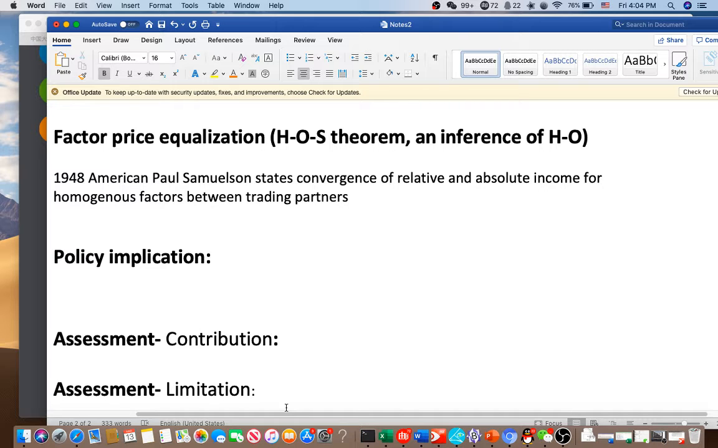International trade is the substitution for international factor flow. This inference is called the factor price equalization theorem, or HOS theorem. For example, China is rich in labor endowment. Before international trade, China's textile is labor intensive and its relative price is low with respect to capital intensive goods.